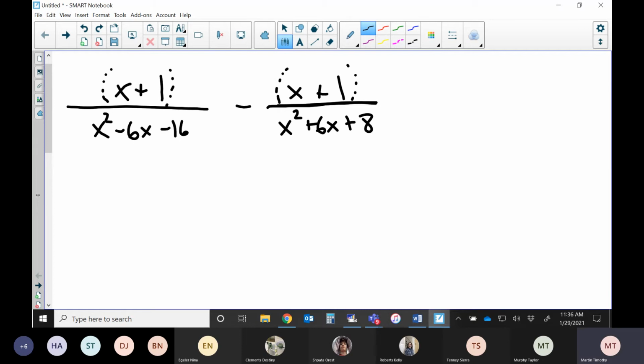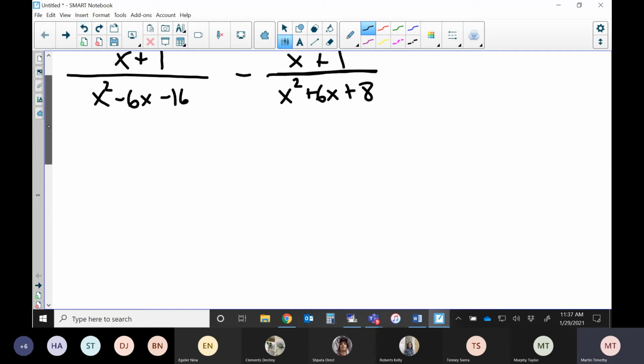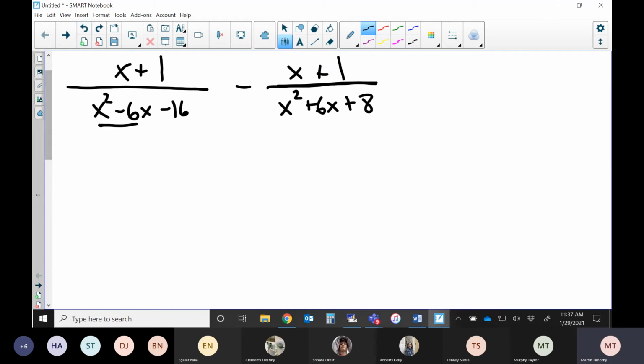Does everybody understand that there are parentheses around both of those things that I don't write, but they are there? That's going to come into key later on. All right, first thing I'm going to do is factor both my denominators.